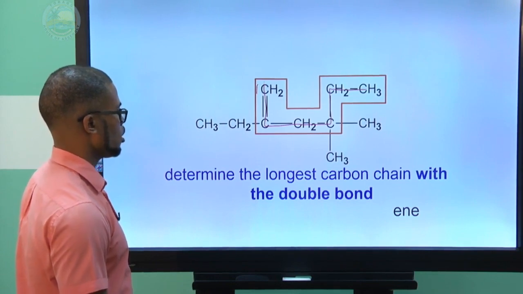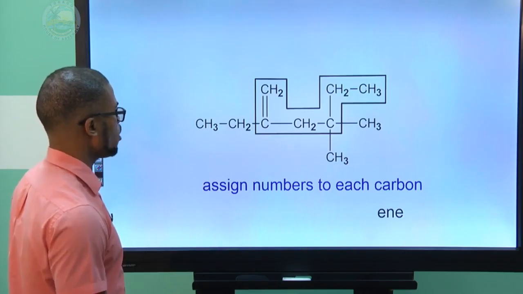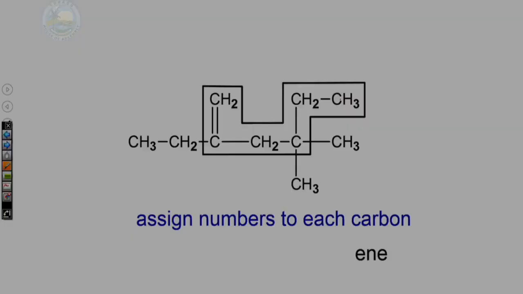Having found the longest chain, we need to assign numbers to each carbon. And of course, we are now going to number the carbons. We need to make sure that the double bond has the lowest number. So we begin by labeling with number 1. So we go 1, 2, 3, right down to 6.